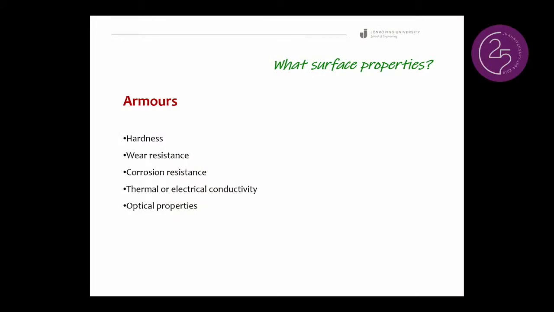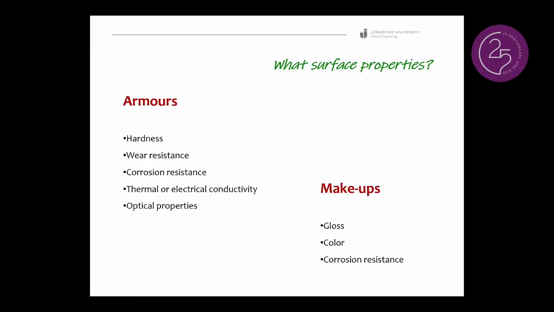So, what types of properties can we change by surface technology? If we think about armors, we think a little bit about protection, and protection is about chemical degradation, corrosion, mechanical loads, and damages. And then we need hardness. Maybe we need a harder material on the surface. We need definitely wear resistance. If we have some contact, we need to stop it and avoid that the material gets removed. Corrosion resistant, definitely. But maybe we do need thermal conductivity or special optical properties.